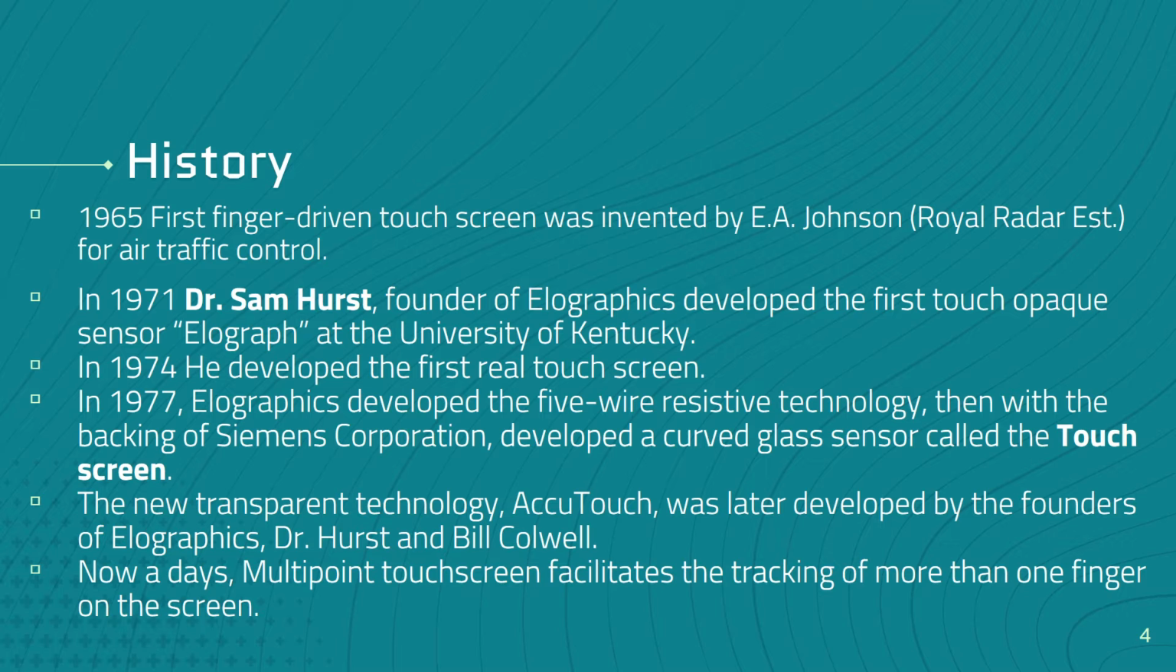In 1971, Dr. Sam Hurst, founder of Elographics, developed the first touch sensor, Elograph, at the University of Kentucky. In 1974, he developed the first real touchscreen. In 1977, Elographics developed the 5-wire resistive technology. Then, with the backing of Siemens Corporation, they developed a curved glass sensor called the touchscreen. The new transparent technology, AccuTouch, was later developed by the founders of Elographics, Dr. Hurst and Bill Colwell. Nowadays, multi-point touchscreens facilitate the tracking of more than one finger on the screen.